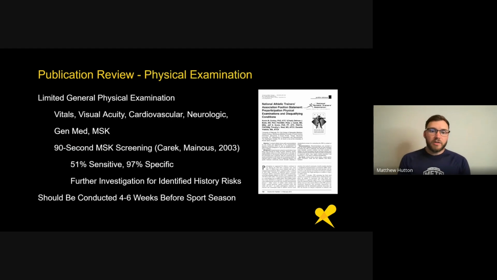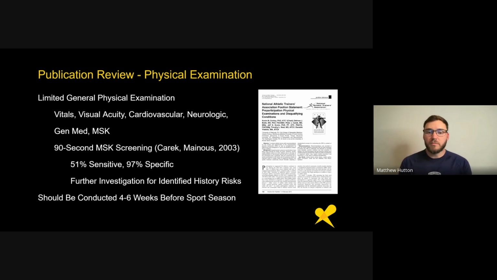For the physical exam, they suggested starting with just the limited general physical examination. And so what that includes is your vitals, your visual acuity, your cardiovascular screen, your neurologic screen, your gen med, and then your musculoskeletal. For the musculoskeletal specifically, they suggested having the 90-second MSK screening. And this was a finding from a previous publication, but it was found to be just a really quick screen. It's just a gross overview, but it was pretty sensitive. It picks up on about half of all existing conditions, and it was 97% specific.